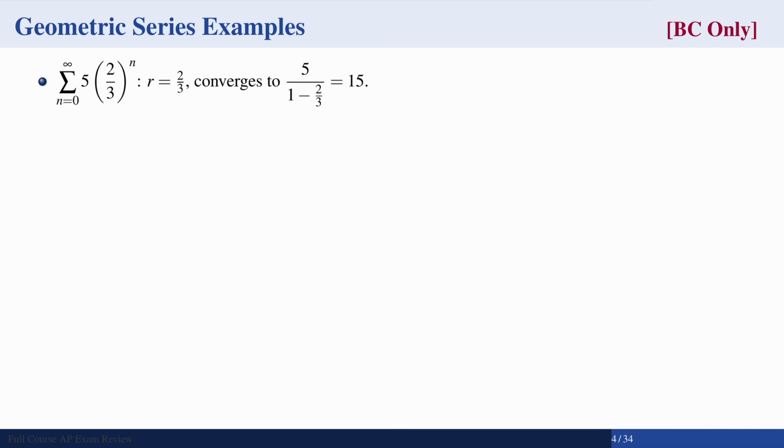So you might see from 0 to infinity, 5 times the quantity 2/3 to the n. That means that r is 2/3. This definitely converges because r is less than 1. And our sum will be the first term, which is 5 over 1 minus the ratio, so we get 15.